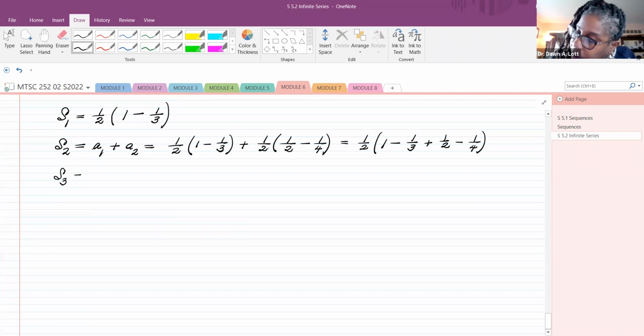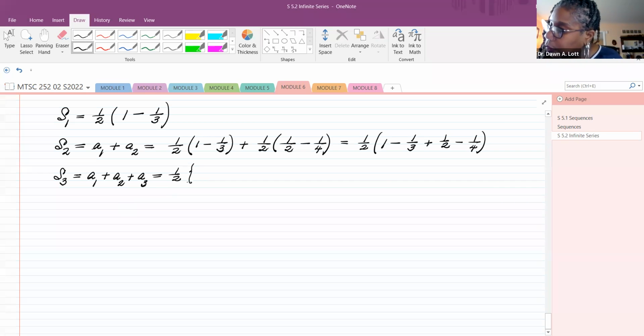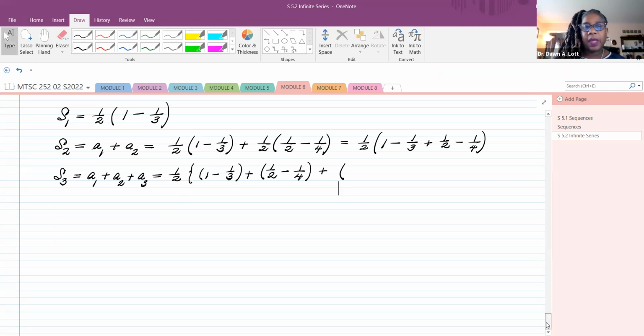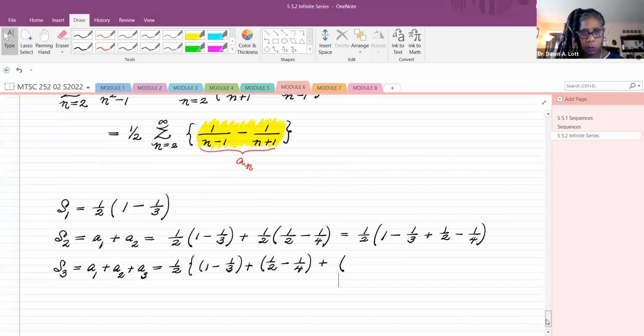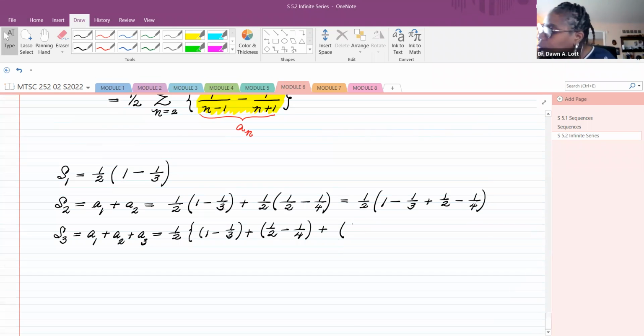So S3 is a1 plus a2 plus a3. So I already know I'm going to have 1/2, so let's take that out. So I'm going to have the 1 minus 1/3 plus the 1/2 minus the 1/4. Now, what's the next term? Well, that was n equals 2, so n is equal to 3. So I'm going to have, no, n is equal to 4. So I'm going to get 1/3 minus 1/5.